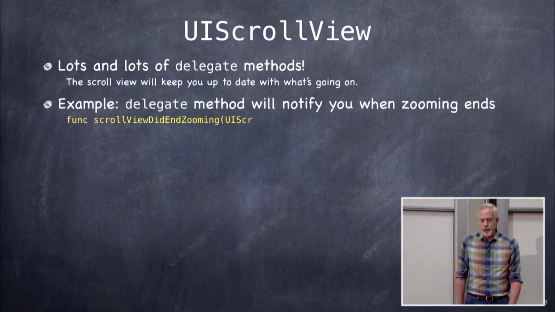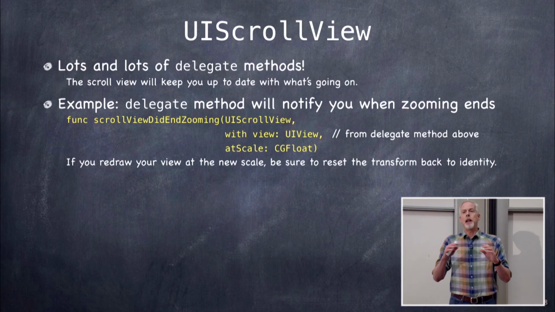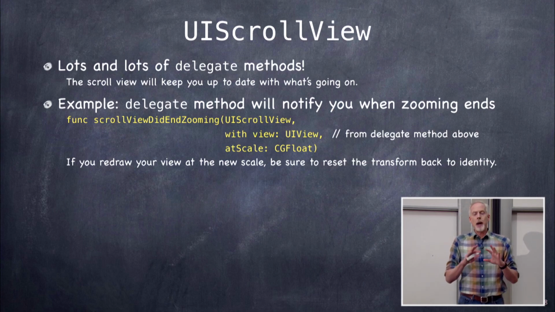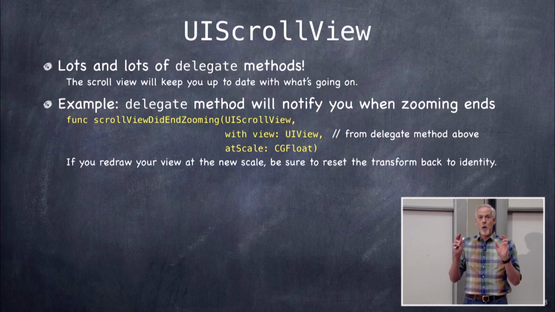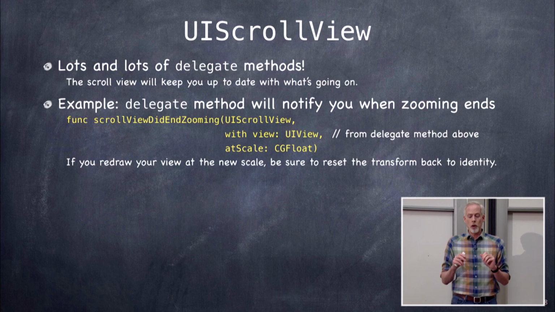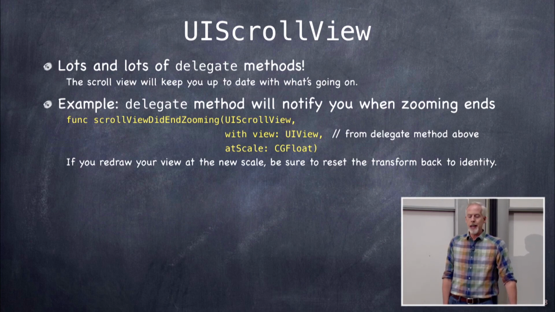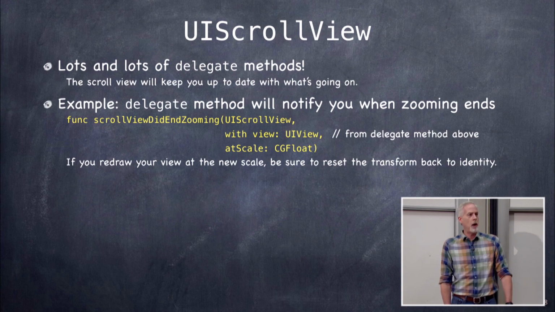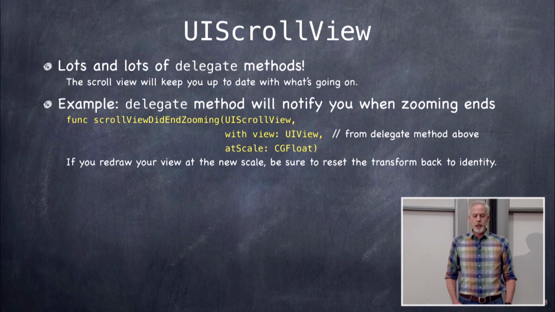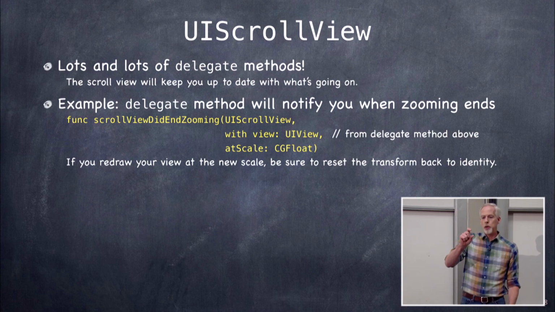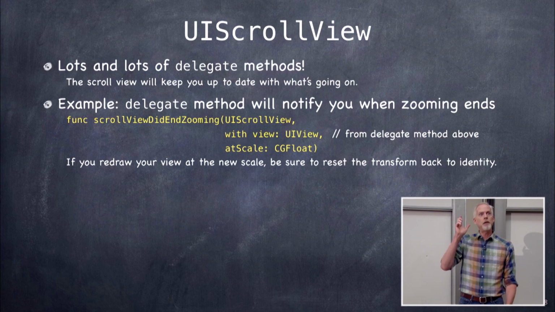All right, so Scroll View has a lot of delegate methods, like 12 or 15, somewhere in there. I'm not going to talk to you about all of them. You already met one of them. That's viewForZooming in Scroll View. But here's another one, just to give you an example. This one's called scrollViewDidEndZooming(with view, atScale). And this gets sent to you when the user pinches and then lifts the fingers up.